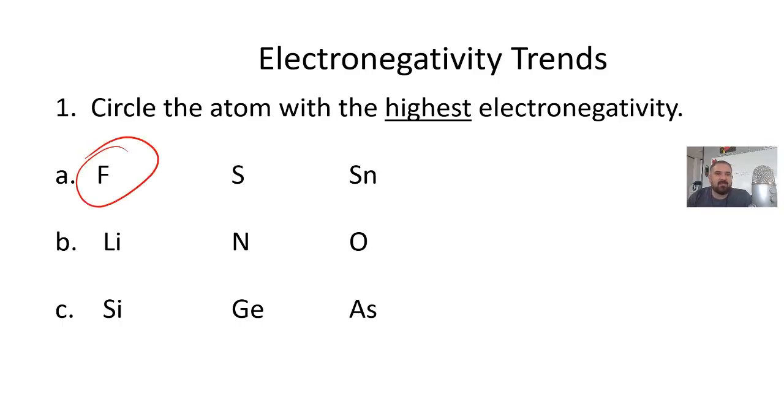Next one is going to be lithium, nitrogen, oxygen. The way these are set up is lithium, nitrogen, and oxygen. And these are all in the same period. So we're just going to look at the one closest to fluorine, which is going to be oxygen. Last one is going to be silicon, germanium, and arsenic. And the way these are set up is Si, Ge, and As.